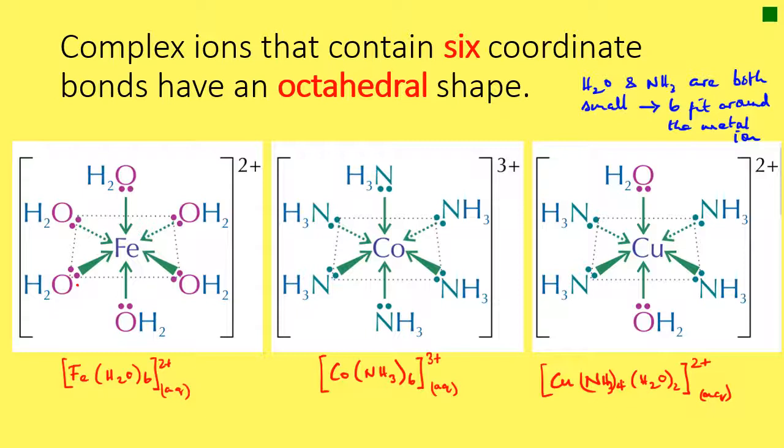But also, now this is interesting, in the third one, where you have both ammonia and water ligands, and they're both roughly the same size. So this is actually worth writing down. So water ligands and ammonia ligands are both small compared to the size of some of the other ligands that you can get. So they're both small, and therefore you can fit 6 around the metal ion.